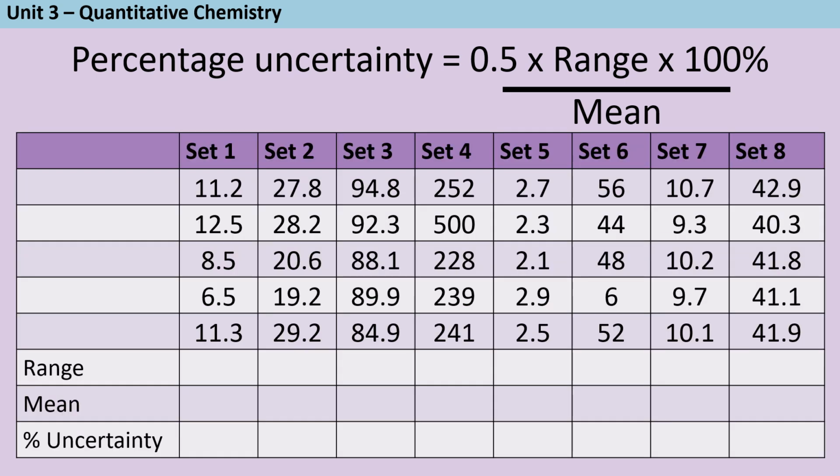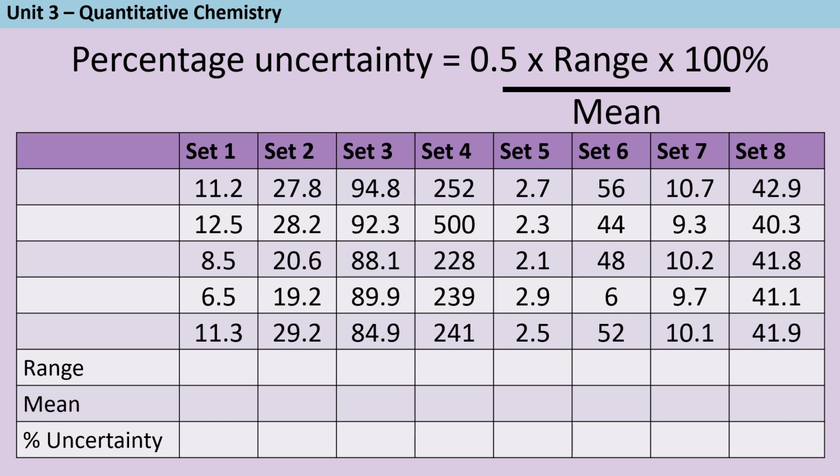Here are 8 data sets for you to practice calculating the percentage uncertainty. For each one, you need to first identify whether there are any anomalies that need removing, then calculate the range and the mean and use those together to calculate the percentage uncertainty.